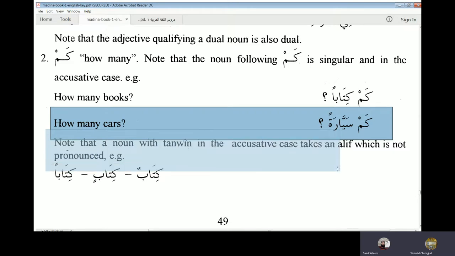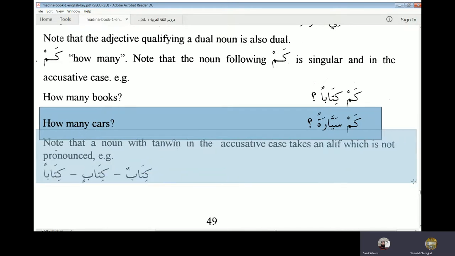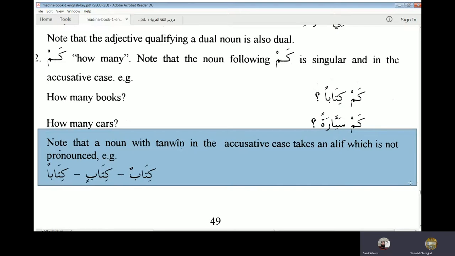Note that a noun with tanwin in the accusative case takes an alif, which is not pronounced.